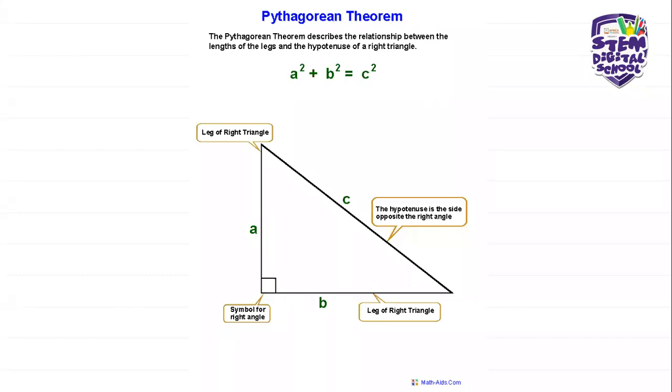And the last one, of course, is the hypotenuse side, which is definitely opposite the 90 degrees. So this describes the theorem of Pythagoras, which gives us the relationship between the lengths of the legs as well as the hypotenuse of a right-angled triangle. Right, and that was that.